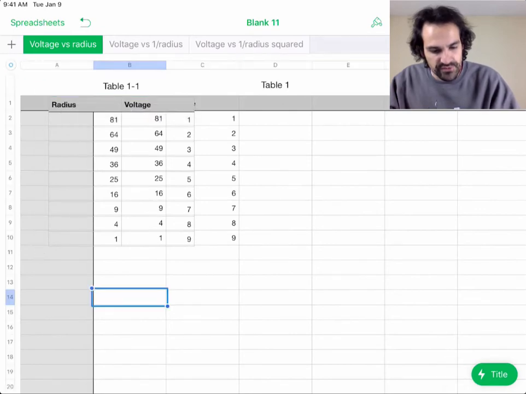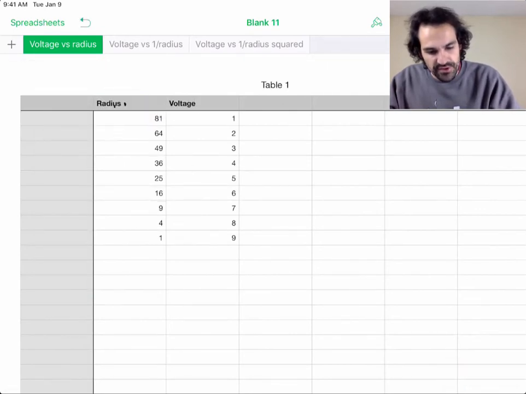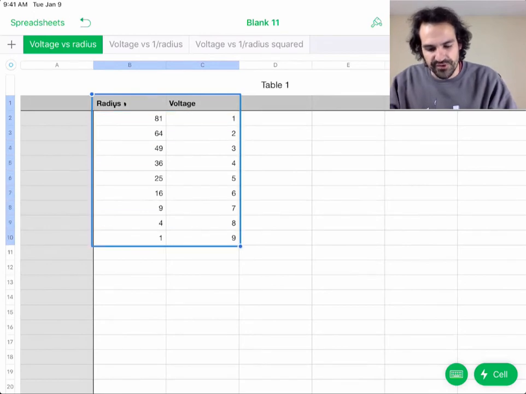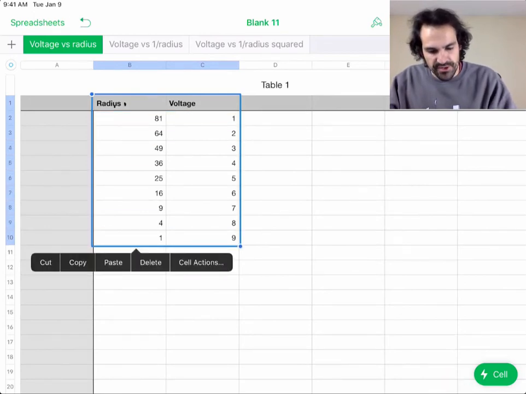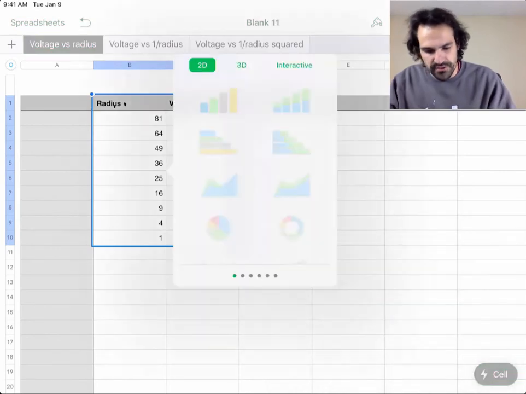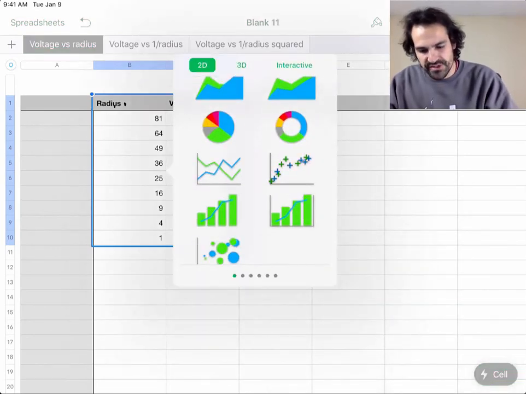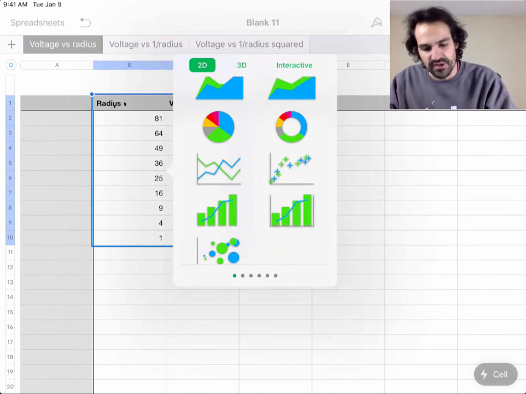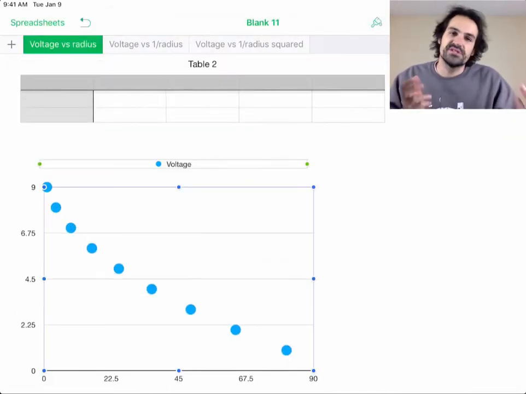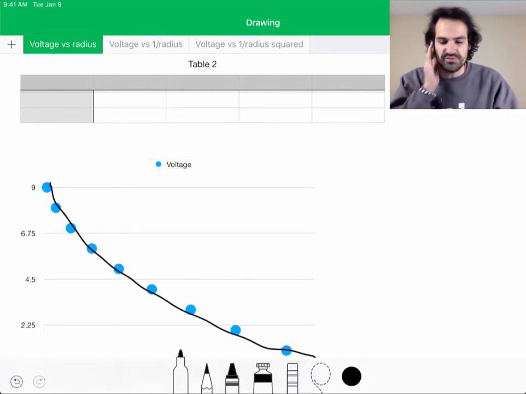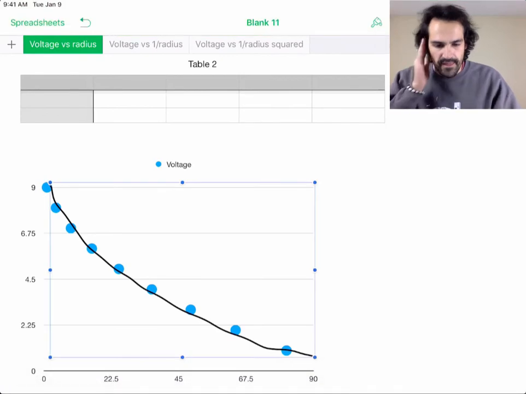Regardless, we're still going to plot the data. And to do that, highlight all of your data. And we're going to click Cell Actions. And then we're going to click Create New Chart. And you're going to scroll down to this XY scatter plot. That's the one we're always looking for, an XY scatter plot. And you can see pretty clearly this is a pretty strong inverse relationship right off the jump.